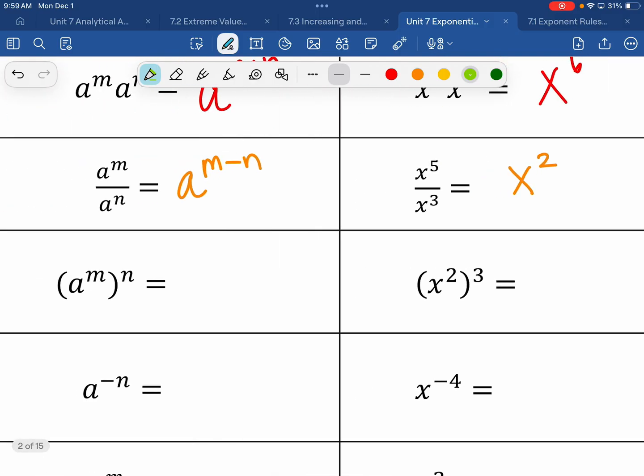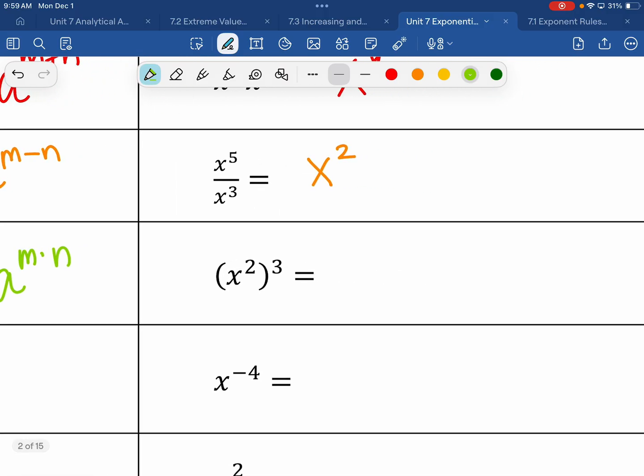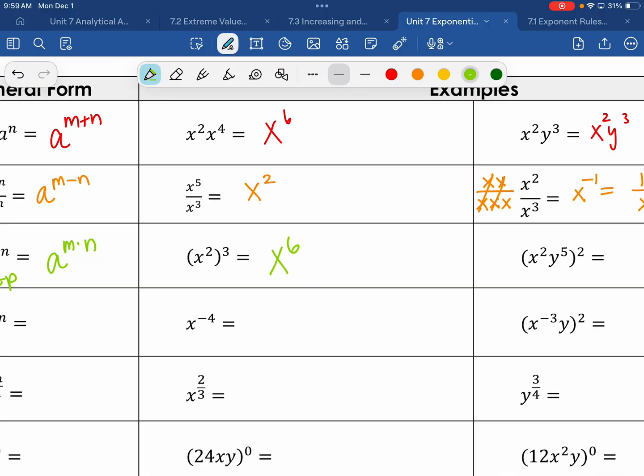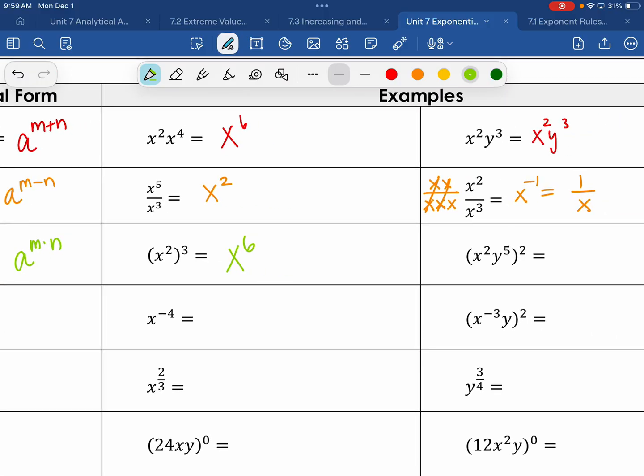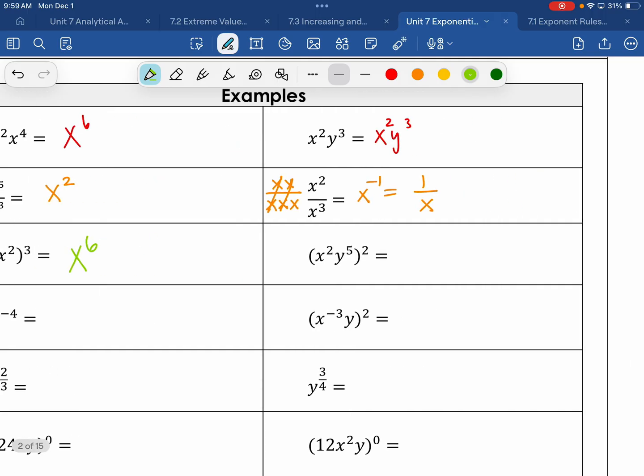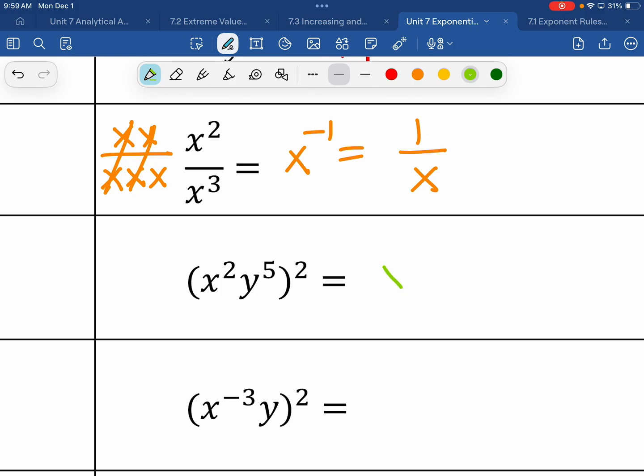For this next rule, when you have an exponent outside of the parentheses, what do you do? Multiply. And generally, not always, but generally, this is the first step when I'm simplifying. 9 times out of 10, this is going to be the first step I do when I simplify. So x squared to the 3rd power is going to be x^6. And if you have multiple things inside your parentheses, that exponent on the outside goes to all of the things. So x squared y^5 to the squared power is going to be x^4 y^10.